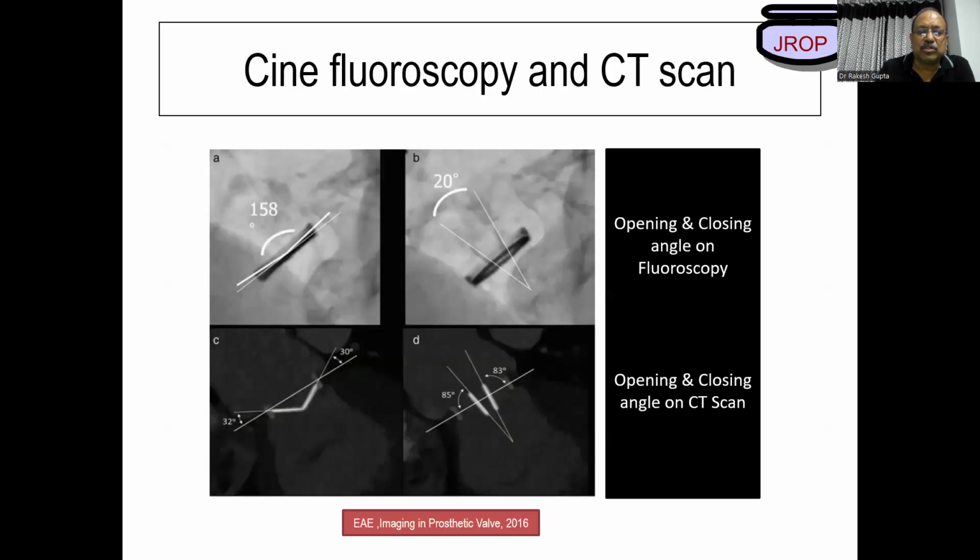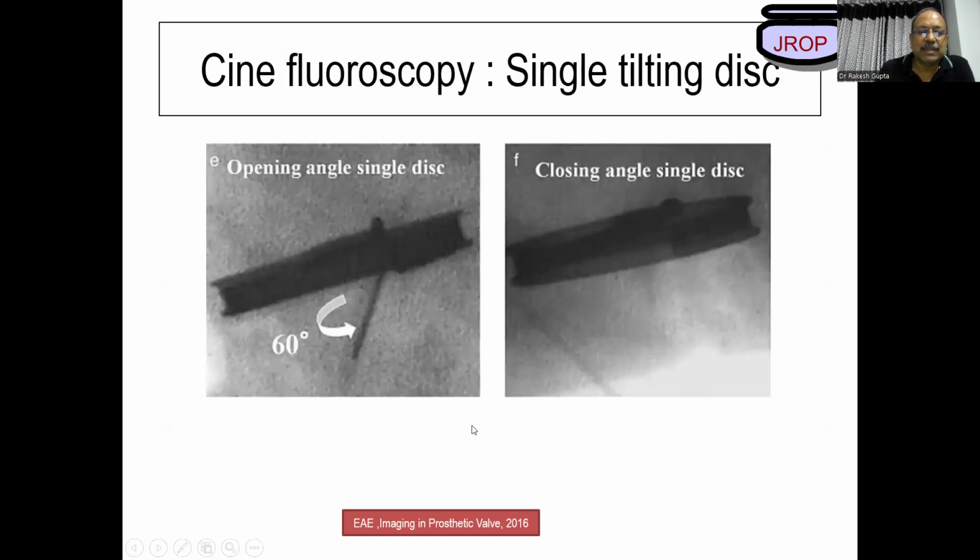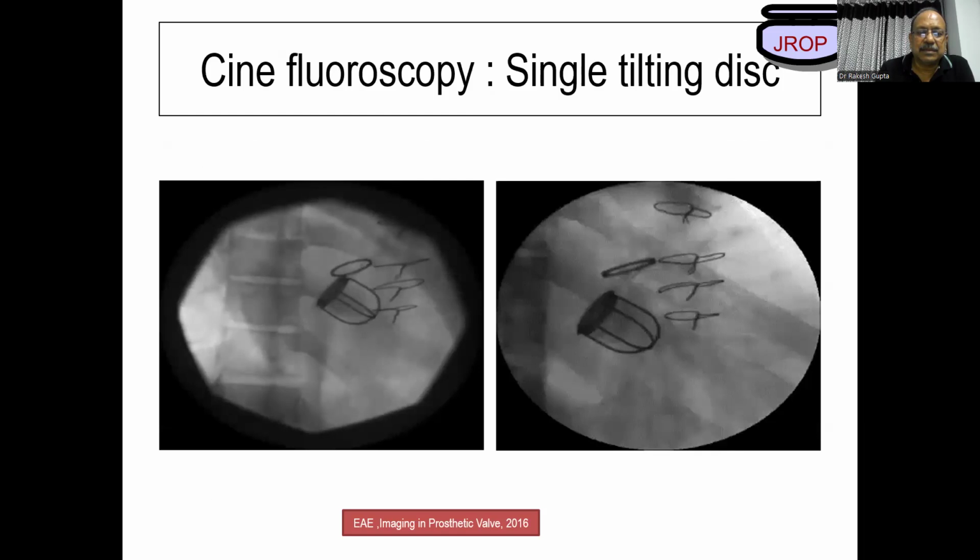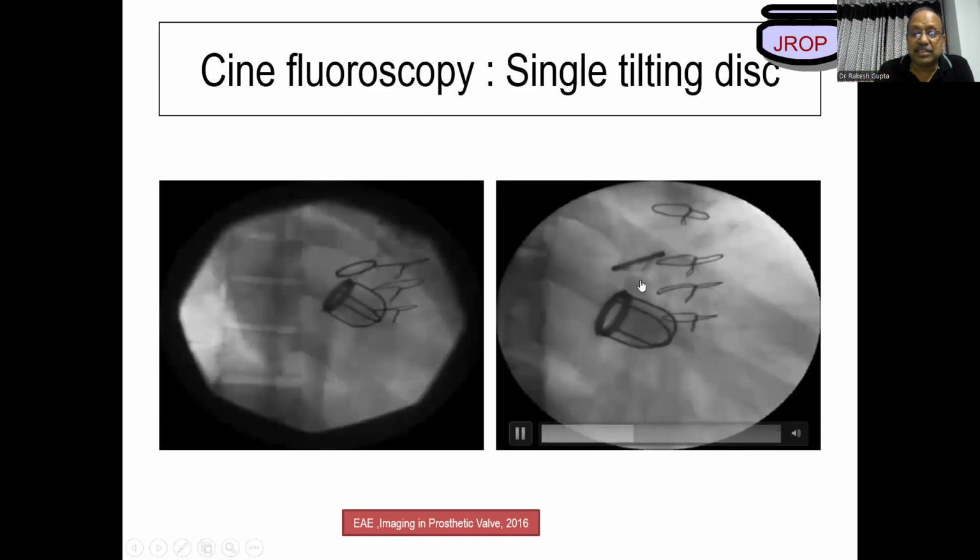This is what fluoroscopy is. Opening and closing angle can be easily determined by fluoroscopy or by cardiac CT. Now you can look very carefully at how it looks. In this film, if you look carefully over here, this disc is not moving, the other disc is moving. Look very carefully. Here are the 2 prosthetic valves which are implanted inside. One disc is moving, one disc is not moving.